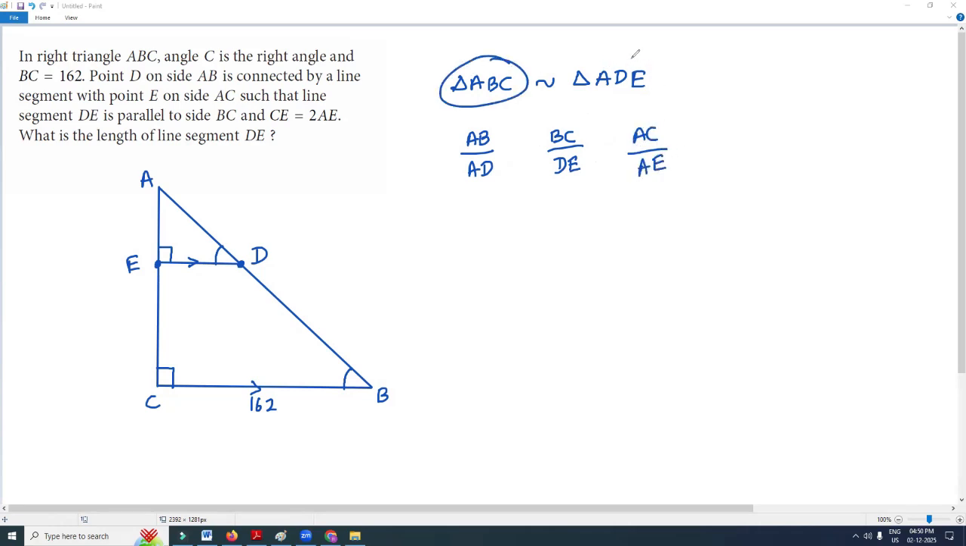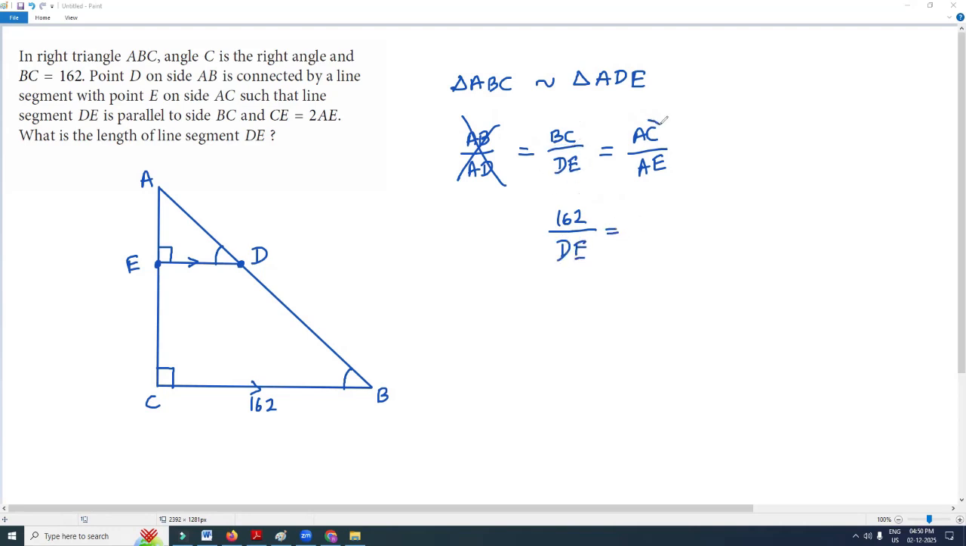Okay, since these two triangles are similar, the corresponding sides are proportional. That is, the ratios of the corresponding sides must be equal. Okay, let me equate them. And in the question, we don't have any information about the lengths of AB and AD. So we can reject this ratio. Let's consider the equation we have over here. For BC, we have the length, that is 162. Let me plug in. And we have to get the length of the line segment DE over here. So we can write this DE as it is.